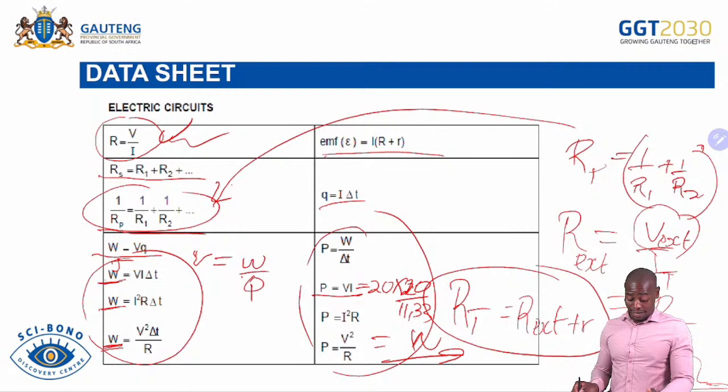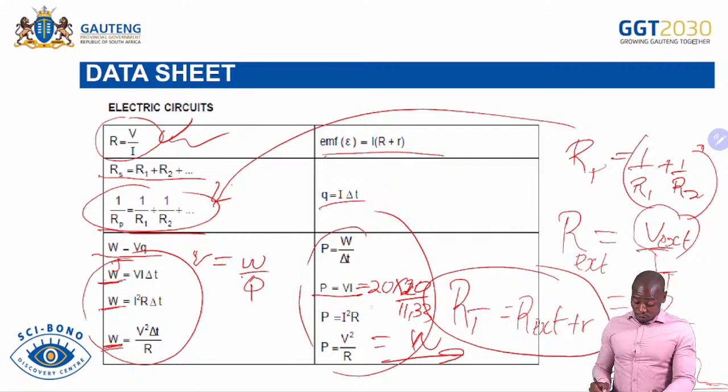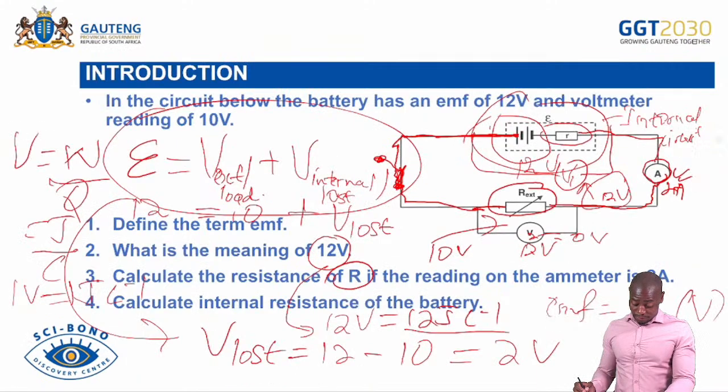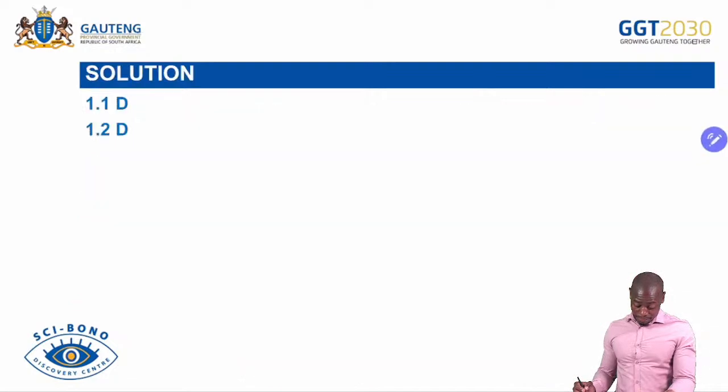It's still fine, right? Then it's 20 times 20 over 11.33. Then we'll get the power delivered by the battery. So P equals VI. V is the potential difference in a battery, which is the EMF. I will be the total current. Okay? Then that will be the total power delivered by the battery. Okay? So the equations are there.